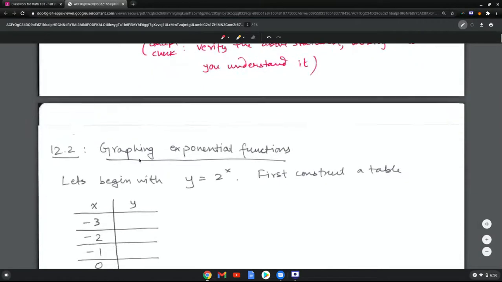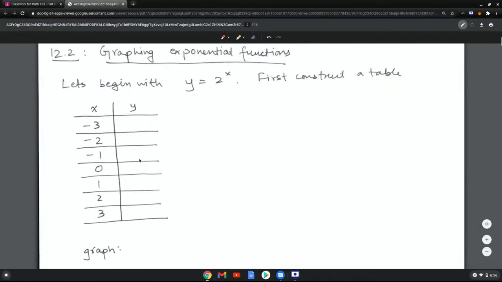Graphing an exponential function. Let's start with y equals 2 to the x. First, let's construct a table. Let's start with 0. 0 gives me 2 to the 0, which is 1. 2 to the negative 1 is 1 over 2. 2 to the negative 2 is 1 over 2 squared, which is 1/4. Again, we are using our knowledge from before that a negative exponent means reciprocation. 2 to the negative 3 is 1 over 2 cubed, which is 1/8. 2 to the 1 is 2. 2 to the 2 is 4. And 2 cubed is 8.